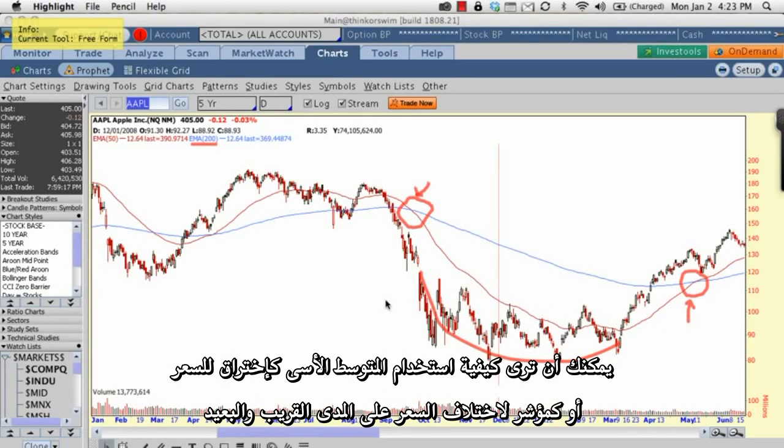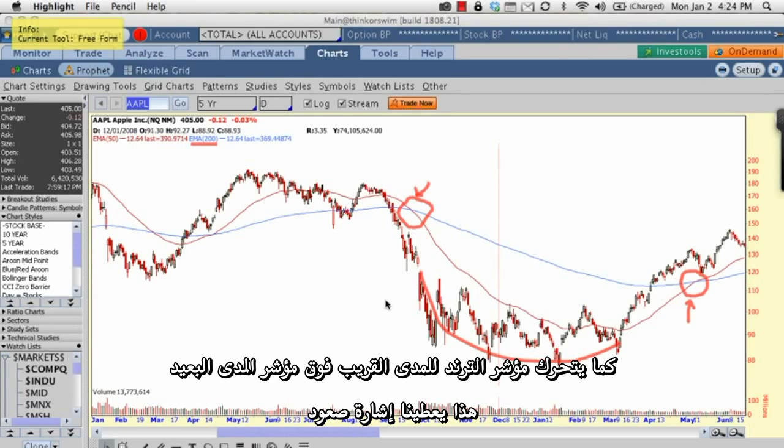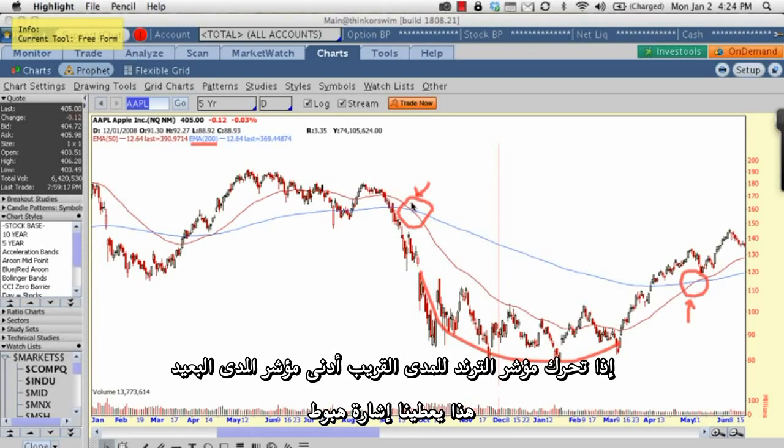So again, you can see how you can use these exponential moving averages as either just a pure price cross, or you can use a longer and a shorter term indicator to show divergence and long-term trends. So as the shorter term trend is moving higher above the longer term, that gives us a bullish cross signal. If the shorter term trend crosses below the longer term, that's going to be a bearish cross signal.